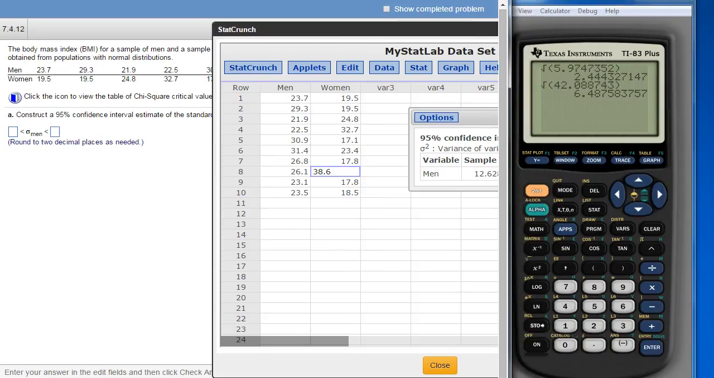So I'm going to move this over so I can actually see it. So that's 2.44, since it wants 2 decimal places, and it wants this one to 2 places, so 6.49.